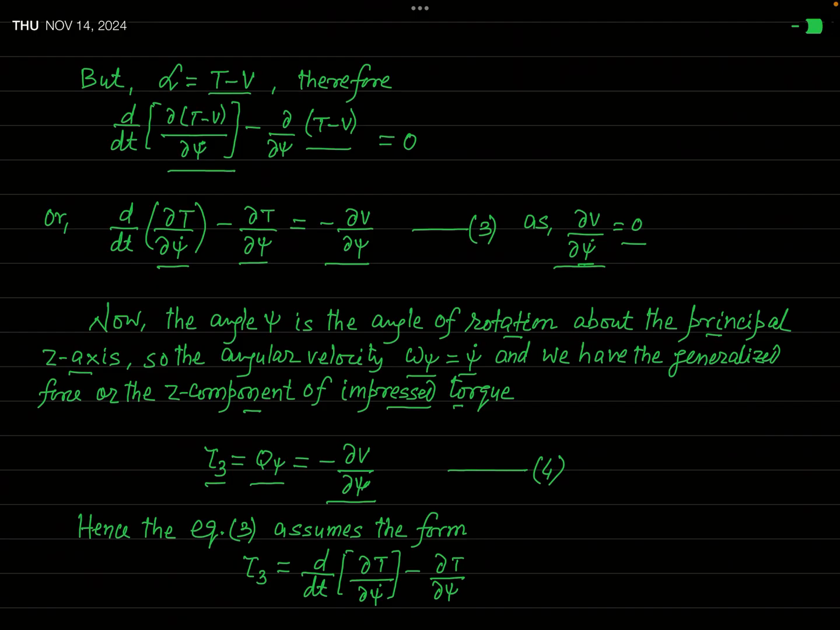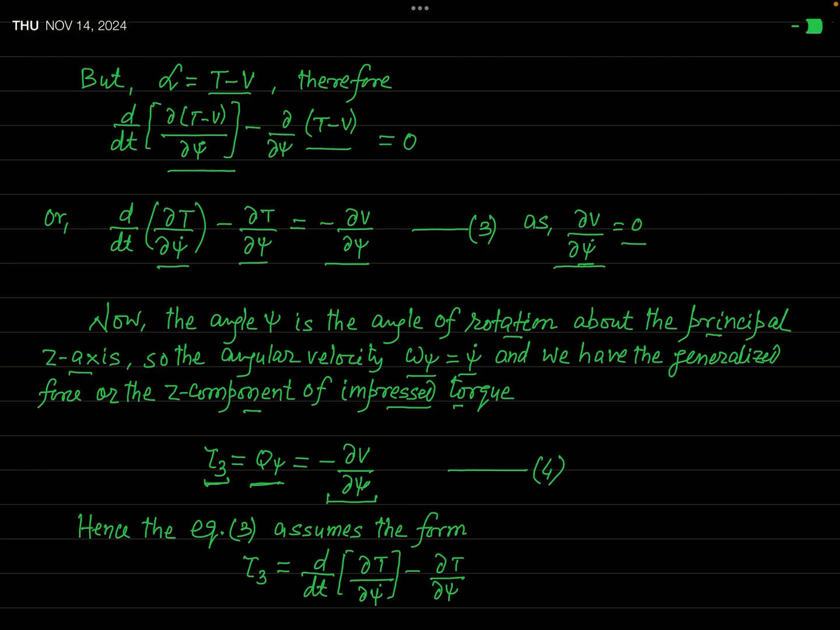And since the generalized force for a conservative system is the negative gradient of the potential function, this tau 3 will be equal to minus del V by del psi. This is the negative gradient of the potential energy function with respect to the generalized coordinate psi. And that will be equal to tau 3, because psi is the third generalized coordinate, which is actually the rotation about the z axis or third principal axis, and so we get the generalized force tau 3.